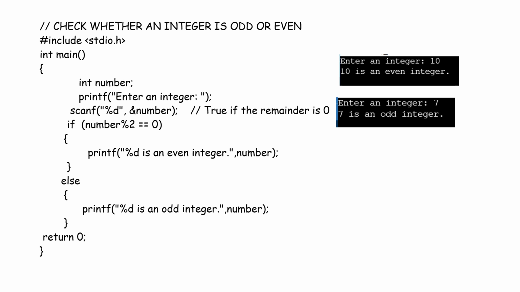So if the user enters 10, since 10 mod 2 is equal to 0, this printf statement is executed. 10 is an even integer. Otherwise, take one more output. If the user enters 7, this condition becomes false. So the else part, whatever is inside the else part, this statement gets executed. So 7 is an odd integer.